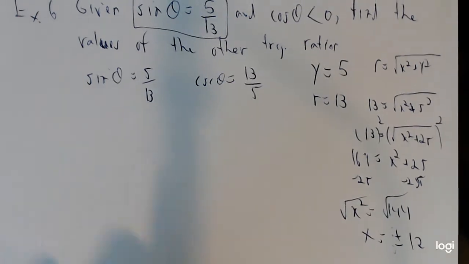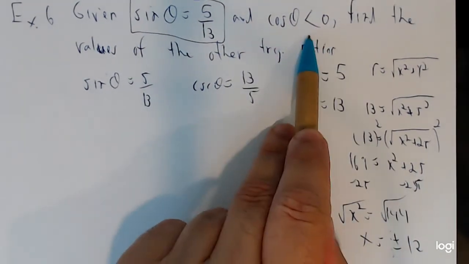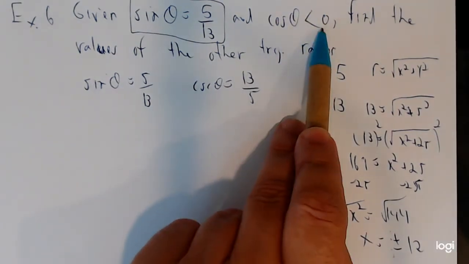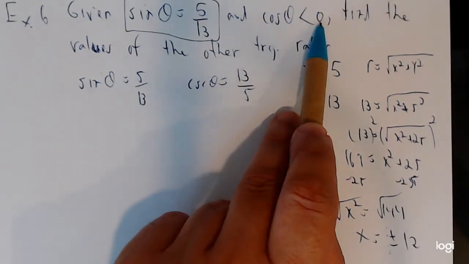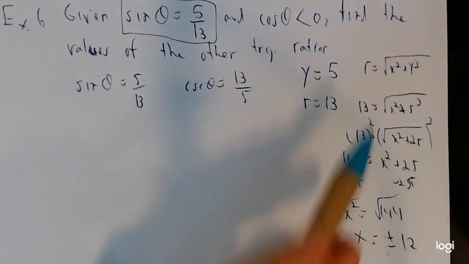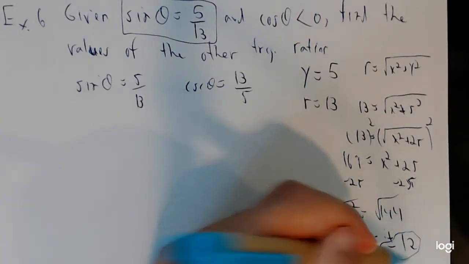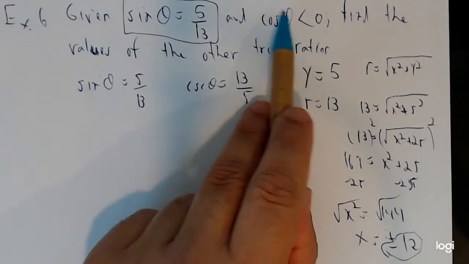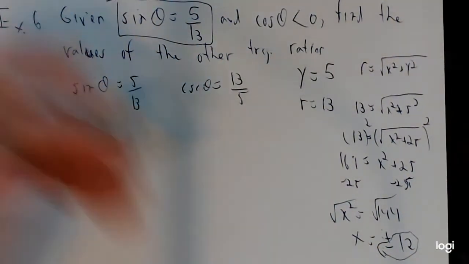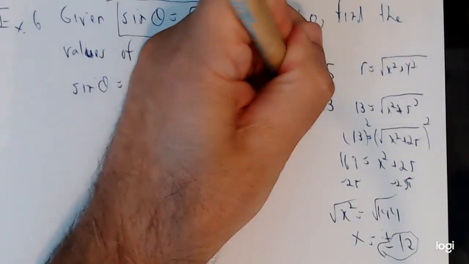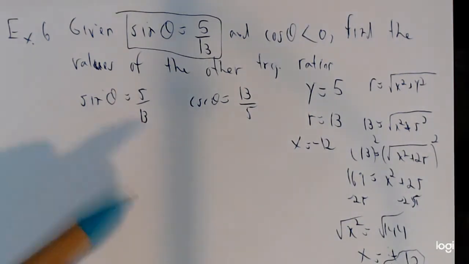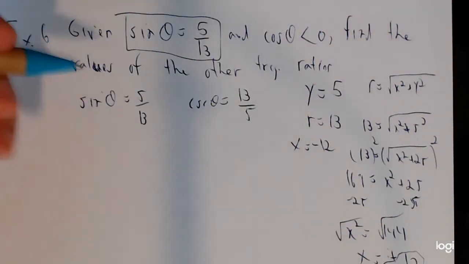Now, how do I know which one I take? Well, here's where this second fact comes in. We're told that cosine of theta is less than 0, which means cosine is negative. So for cosine to be negative, its x value must be which one? Positive or negative? It must be negative because we want the negative, right? If cosine of theta was greater than 0, then we would take the positive. So that means x is negative 12. Now that I have my x, y, and r, which is the difficult part, I could answer the question. So now comes the easy part.